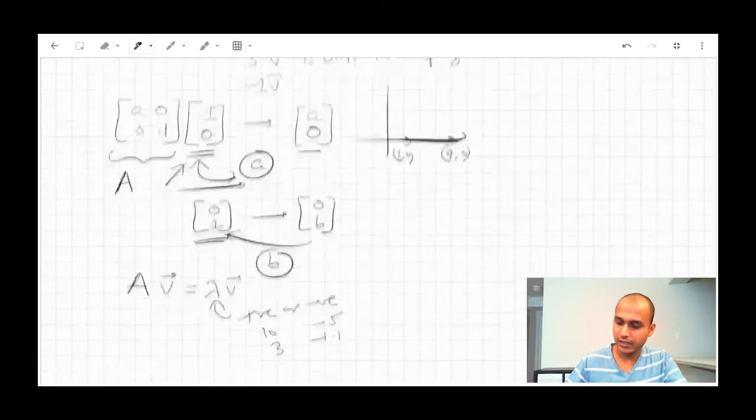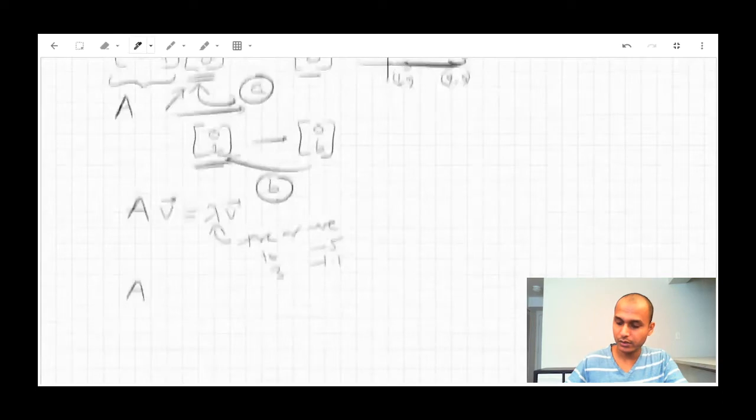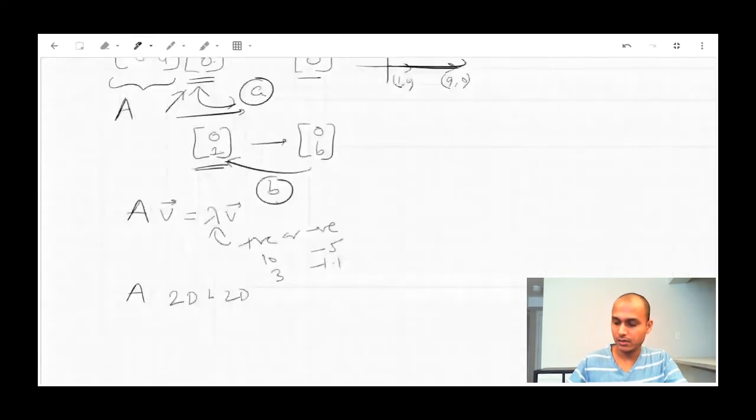At this point you can ask, do all linear transformations have eigenvectors and eigenvalues? For example, in this case, I had A in 2 dimensions, 2D to 2D. It had 2 eigenvalues and 2 representative eigenvectors.